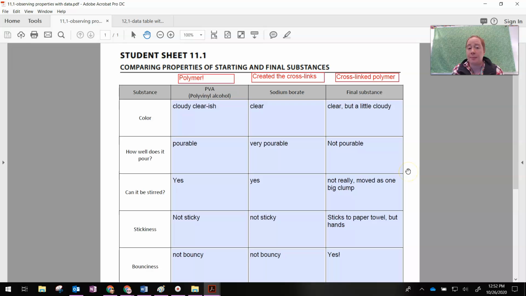Compare that to the properties we observed on Friday of the slime, which was our final substance. It was not pourable. It was not very stirrable. It was sticky and it was bouncy. So this stickiness can be related to the pulling of the activity 12 observation. So it's important that you understand the connection between the model showing us the properties and the properties we actually observed when we made this substance in the lab video, okay?